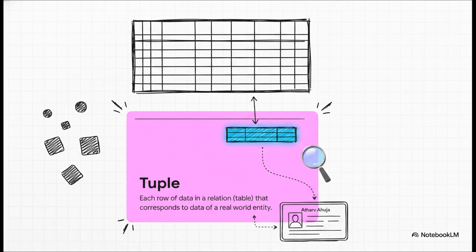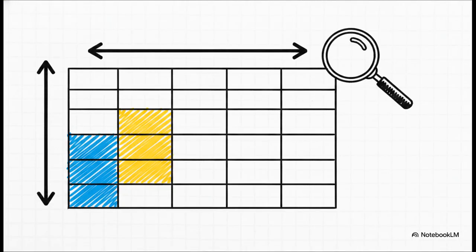Now, as you navigate through these tables in the chapter, there's a bit of terminology you should definitely know. You might hear the word tuple. Don't let the technical jargon intimidate you here. A tuple is simply one single row of data in a table representing a real-world entity. So, that specific row containing all of student Atharva Ahuja's details, that one row is a tuple. Simple as that. We also measure our tables using two specific terms. First up is degree, which is just the number of attributes or columns in a relation. Second is cardinality, which is the number of tuples or rows. The absolute easiest way to remember this? Degree measures the width of our table and cardinality measures the height.